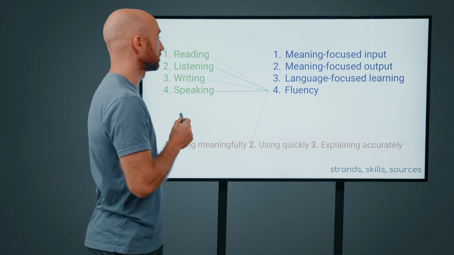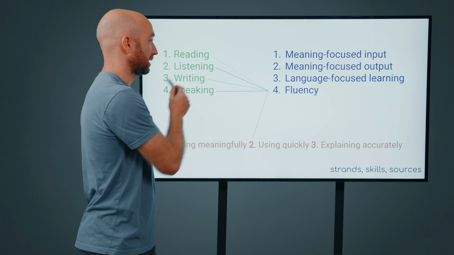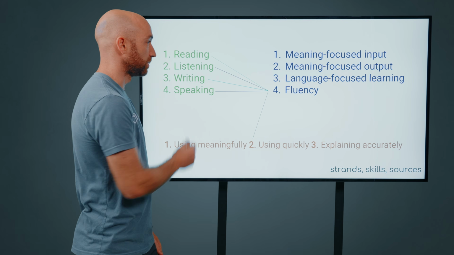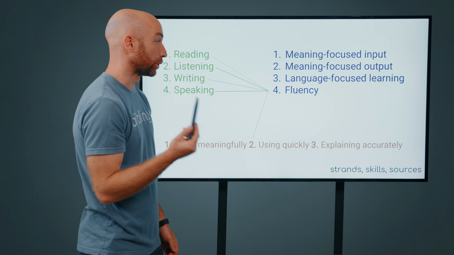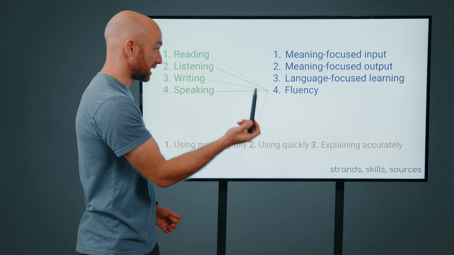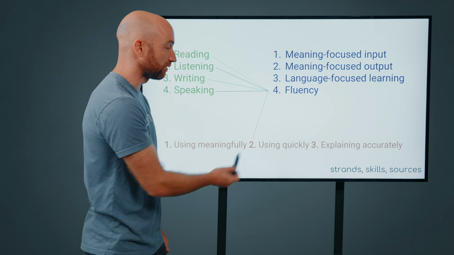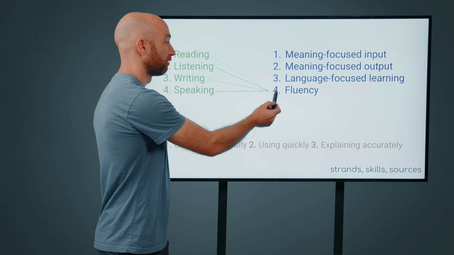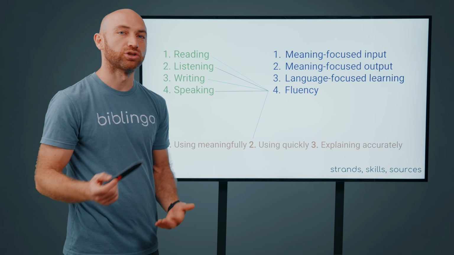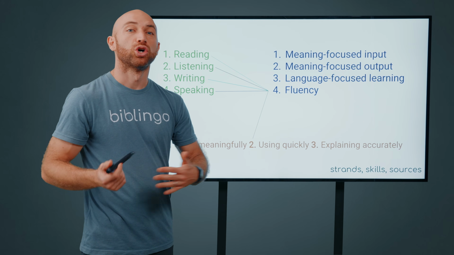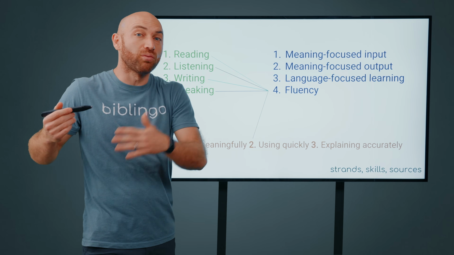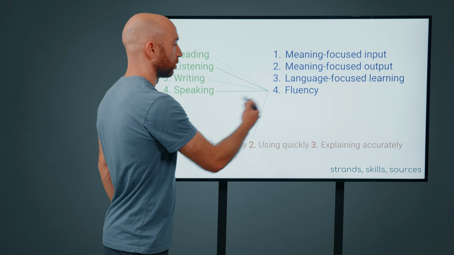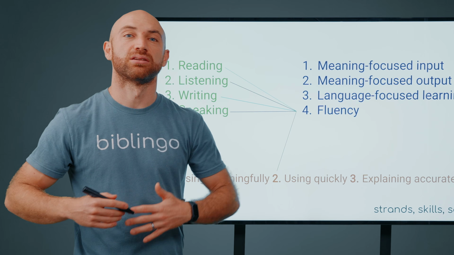So those are the 4 strands of language learning according to Paul Nation. Meaning-focused input, which are reading and listening. Meaning-focused output, which are writing and speaking. Language-focused learning, which either facilitates using the language meaningfully or explaining it accurately. And then there is fluency, which is all about using language quickly, practicing what you already know, what you already can use meaningfully, and doing so in a way that facilitates speed.